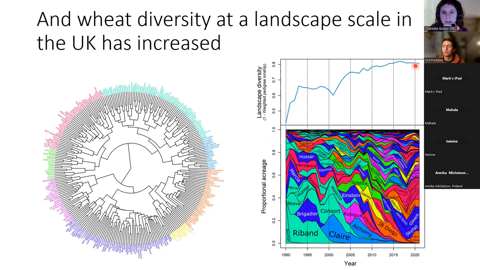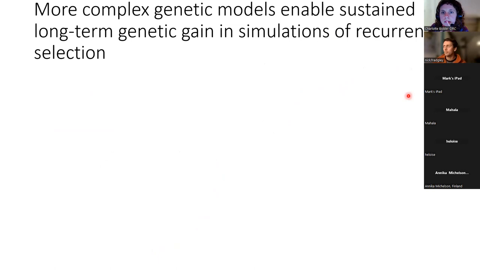So there's something odd going on here: there's not a lot of diversity, and it's actually getting more diverse, but breeders are applying a strong selection to keep getting genetic gain without depleting the genetic diversity, which seems to be increasing. So my take on how and why this is happening is that genetic models are more complex than we think.